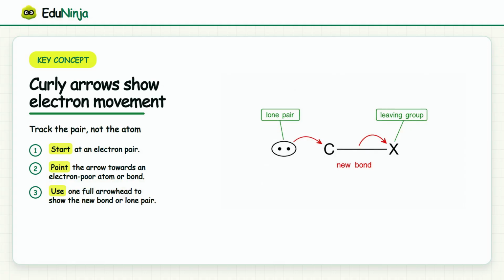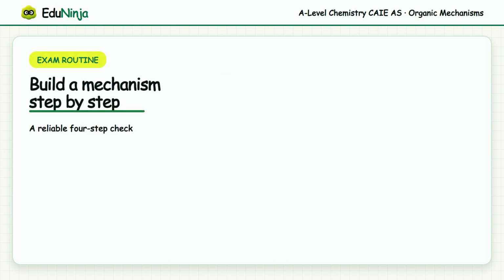The first arrow forms the new bond. The second arrow sends the bonding pair towards the leaving group. Every curly arrow must start where electrons are. Build a mechanism step by step. Use the same four-step check every time.